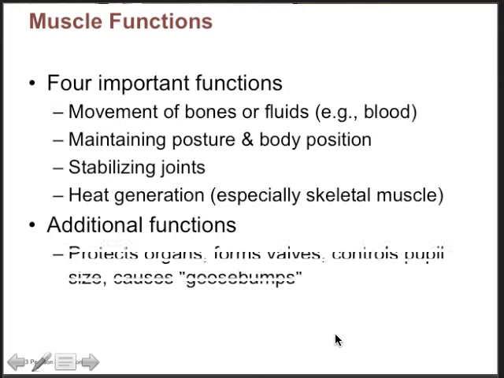Other functions include protecting organs, forming valves. Valve is basically a doorway into or out of something. It also controls the size of our pupils. That's the opening that lets light into the eyeball. And it's also responsible for the production of goosebumps when we're frightened or when we're cold. The idea behind the goosebumps is that it produces a layer of dead air between the skin and the environment, helps us to retain more heat.